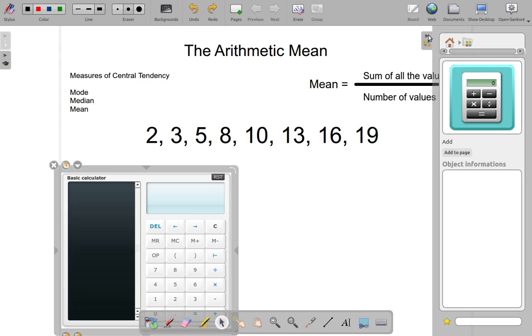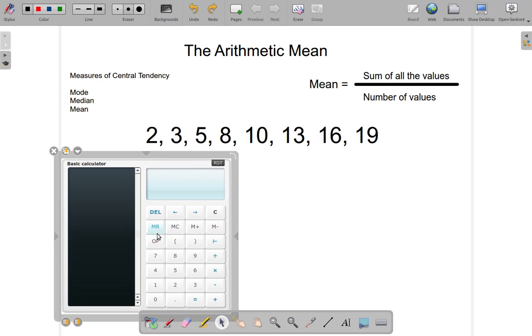Alright, I have my calculator here, and I have 2 plus 3 plus 5 plus 8 plus 10 plus 13 plus 16 plus 19 equals 76. Now, how many values were there? 1, 2, 3, 4, 5, 6, 7, 8 of them. So I'm going to divide 76 by 8.